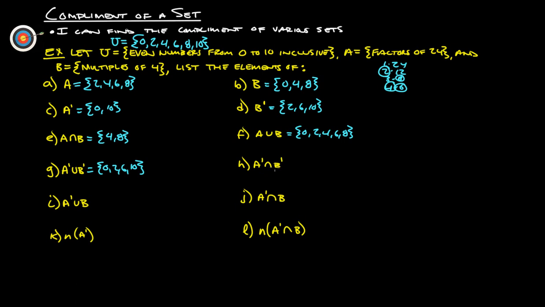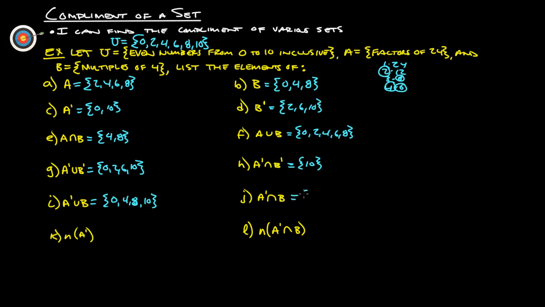And now we have A prime intersect B prime. So what do A prime and B prime have in common? A prime is 0 and 10, and B prime is 2, 6, and 10. They both have the 10 in common. Now A prime, 0 and 10, union B, 0, 4, 8. Again, with unions, as long as they're in one of them, so 0, 4, 8, and 10.